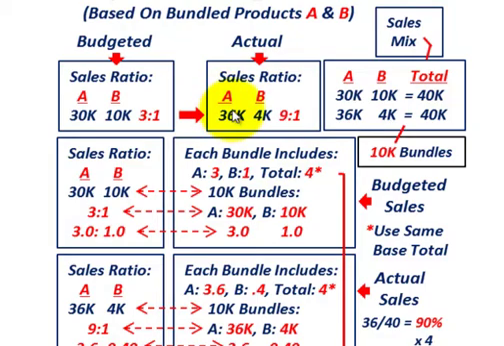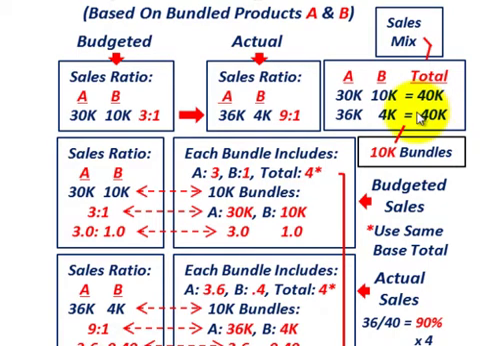So for every one that we sell of product B, we're going to be selling 9 of product A. And then just looking at our total sales, it's going to be the same for both our budgeted and actual amounts. A, 30,000 plus 10,000 of B for the budgeted amounts is 40,000, and for our actual amounts, 36,000 plus 4,000 gives us 40,000. So the only thing that's going to change in this problem is the sales mix between our budgeted and actual amounts. Total amounts stay the same.